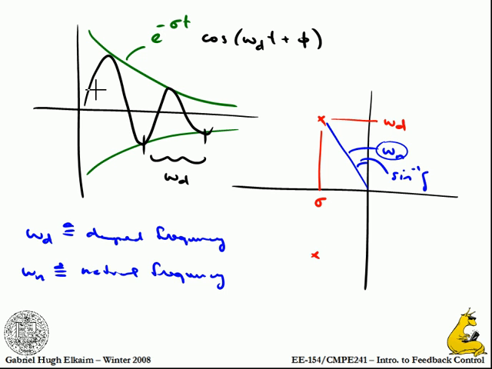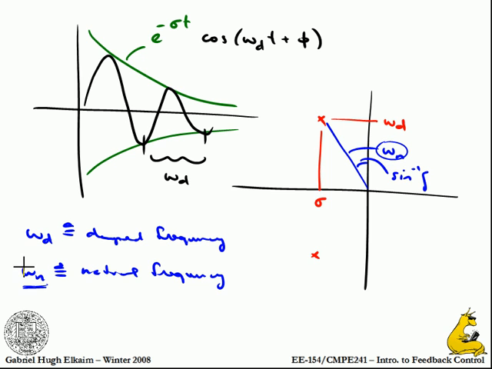So if I ping the system, if I come up with my calibrated sledgehammer and knock the snot out of the system and let it ring, it's going to oscillate down at omega d, and it'll damp out. Now, if I put in a shaker and start shaking it at omega d, it'll still damp out. Whereas if I actually drive it at omega n, at its natural frequency, this is where it's going to resonate.